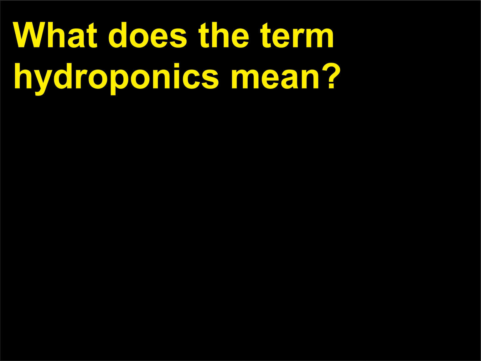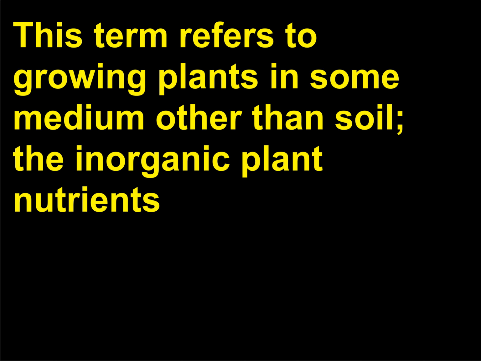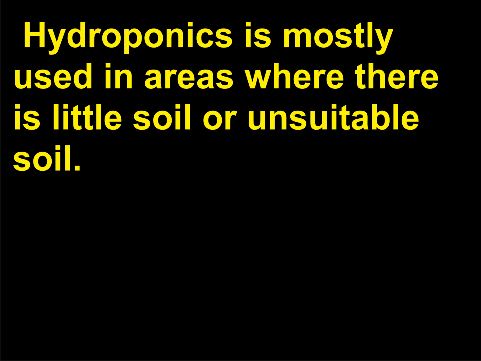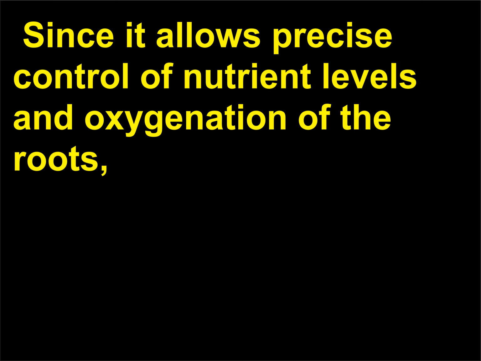What does the term hydroponics mean? This term refers to growing plants in some medium other than soil. The inorganic plant nutrients, such as potassium, sulfur, magnesium, and nitrogen, are continuously supplied to the plants in solution. Hydroponics is mostly used in areas where there is little soil or unsuitable soil, since it allows precise control of nutrient levels and oxygenation of the roots.